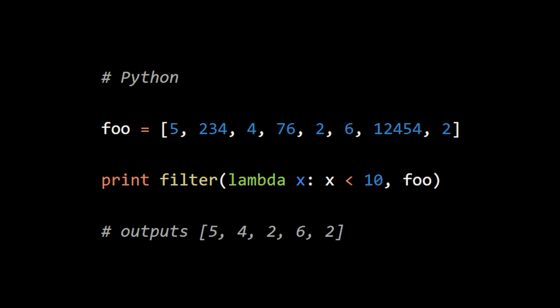Another thing you can do is filter a list. Now this example is in Python, just for the sake of variety. It takes an array and a lambda, and this lambda basically says what to print out. In this case, it's going to print out numbers that are under 10.